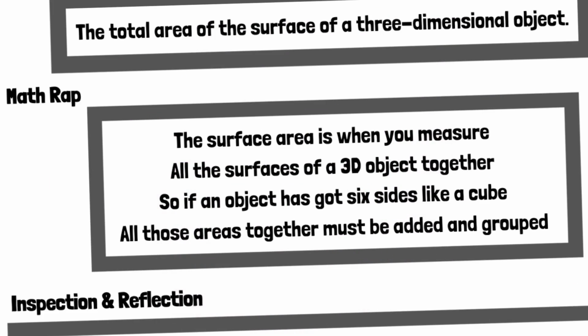Math rap. The surface area is when you measure all the surfaces of a 3D object together. So if an object has got 6 sides like a cube, all those areas together must be added and grouped.